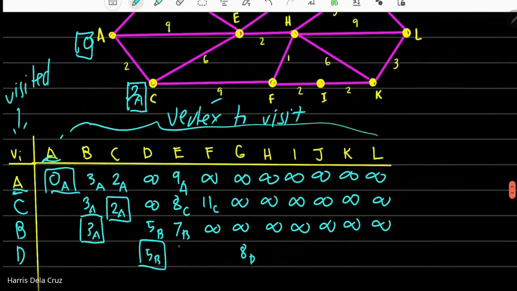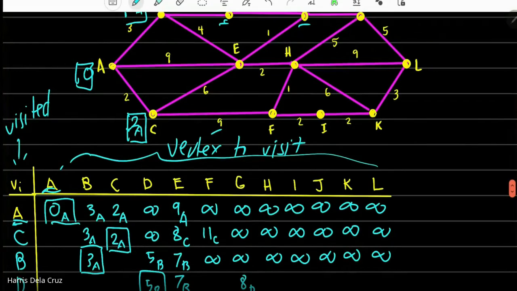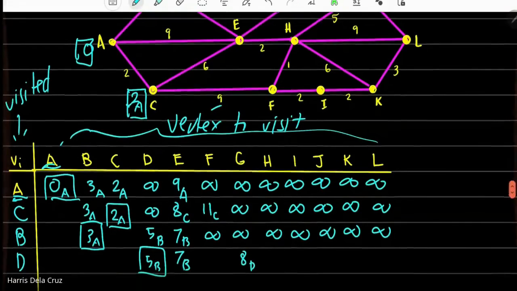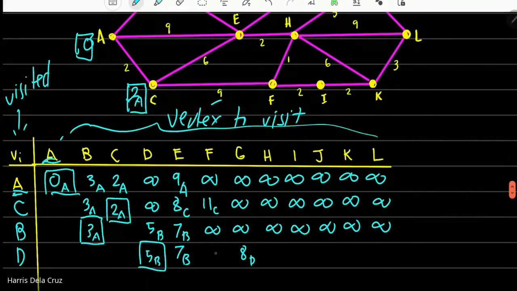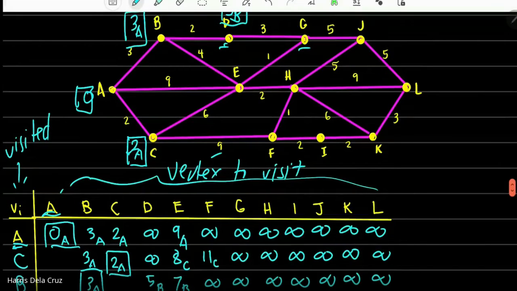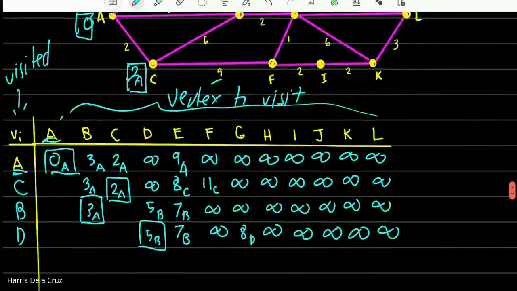So, since infinity is bigger than 7b, keep ko to. Papalitan mo lang yung label pag mas maliit yung magiging label. Pero galing kay D, papunta kay E, infinite. E de mas malaki yon. E de keep mo yung 7b. The rest, infinity na. Yan. So, kumbaga, initially, lahat ng weight niyan, infinity. Mapapalitan mo lang yon pag na-visit mo na yon. Yan. So, ganyan yung idea.